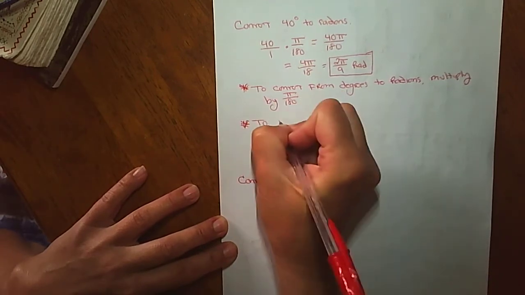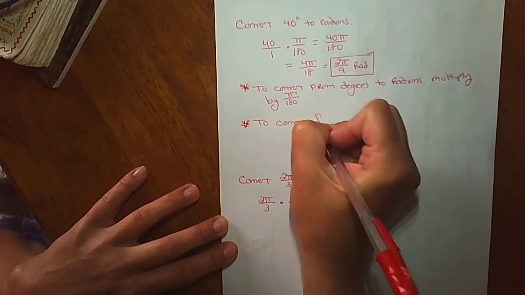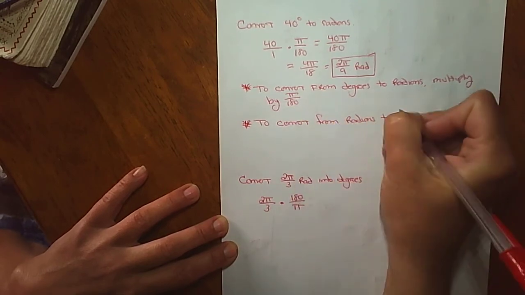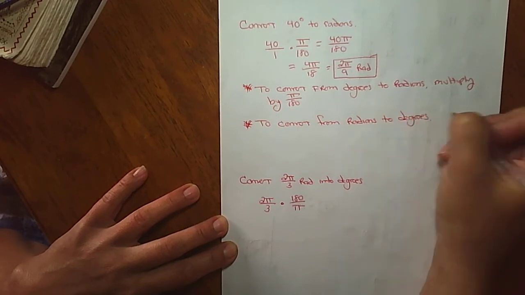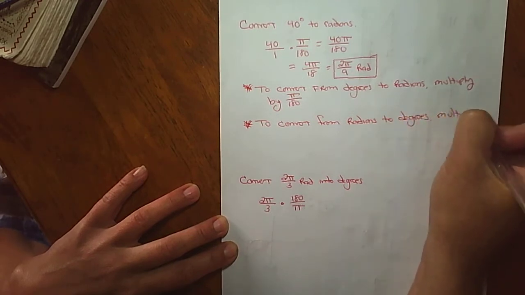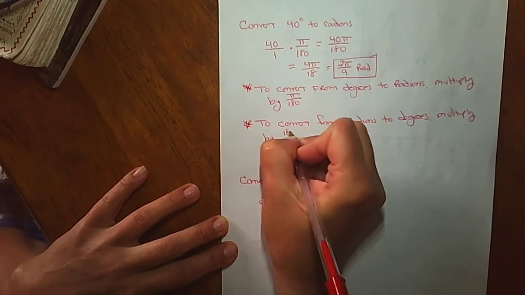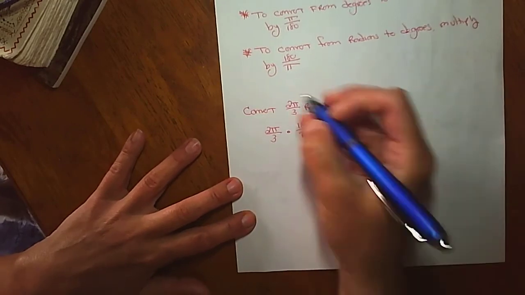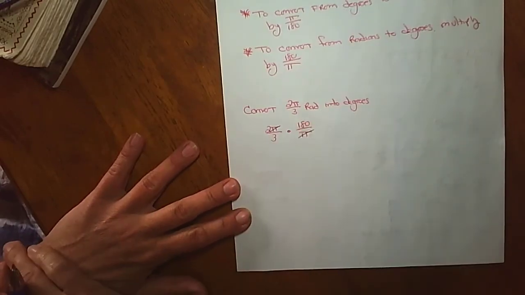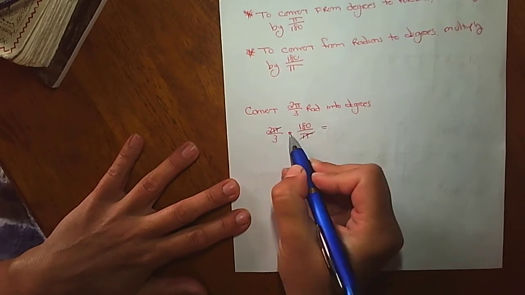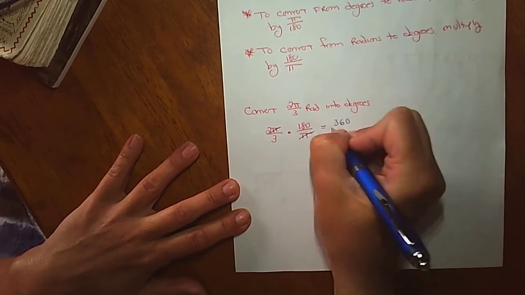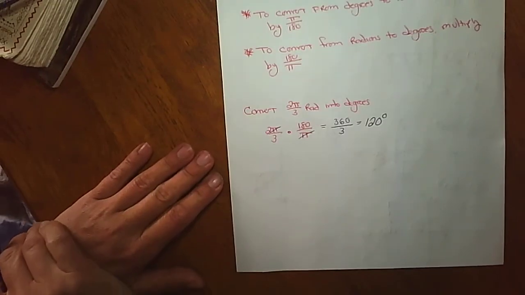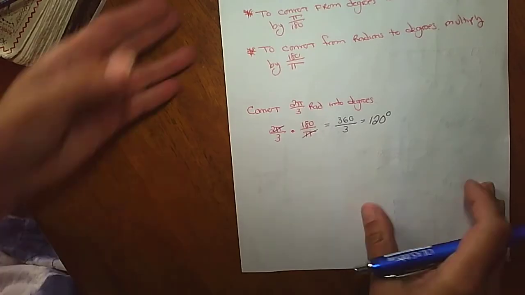So I'm going to write it here. So to convert from radians to degrees, multiply by 180 over pi. So let's try this one now. Now, when I come over here, the beauty of this is, look, the pi's cancel. What's 2 times 180? It's 360 over 3. And that divides to be, look, 120 degrees. And we're all set.